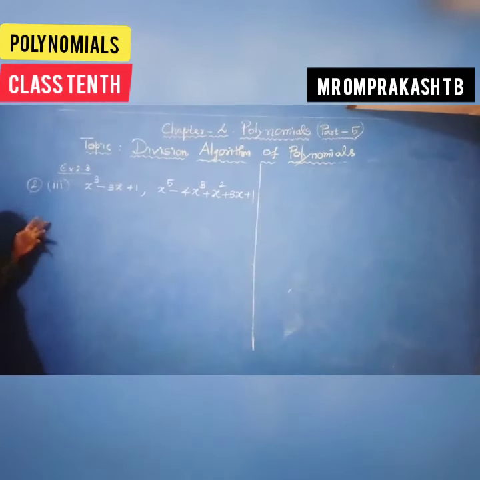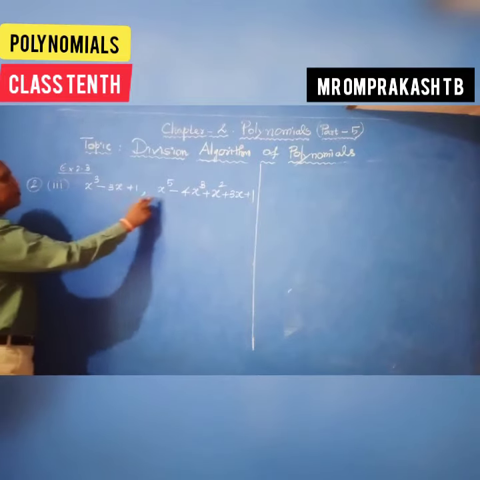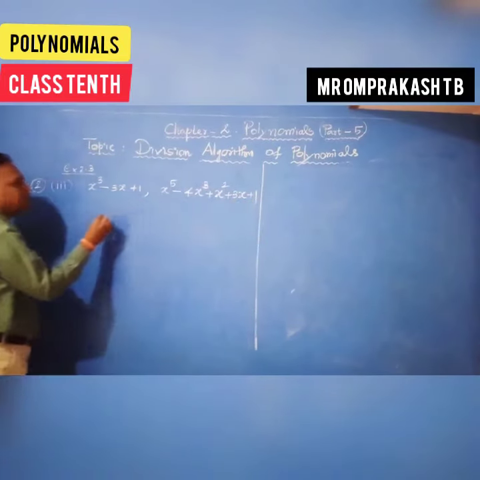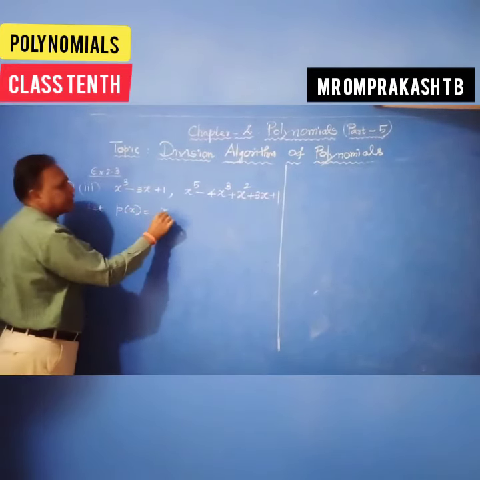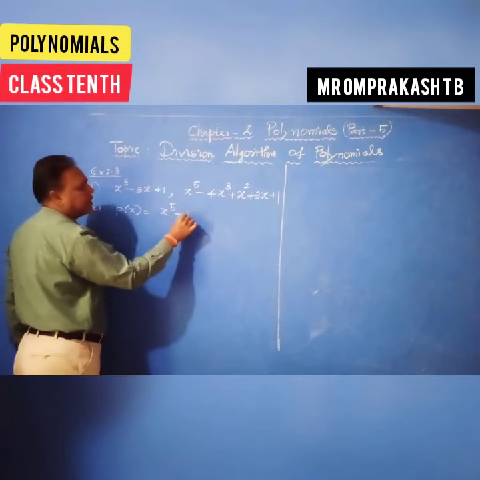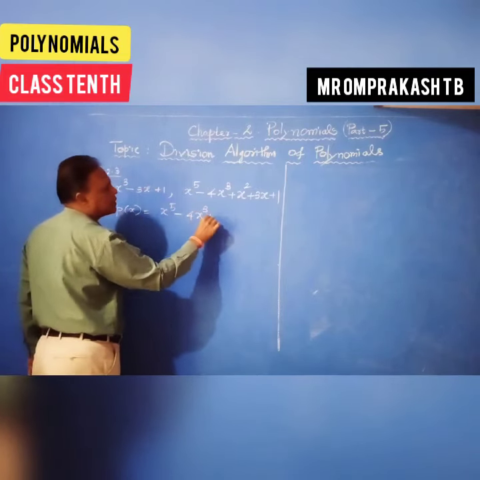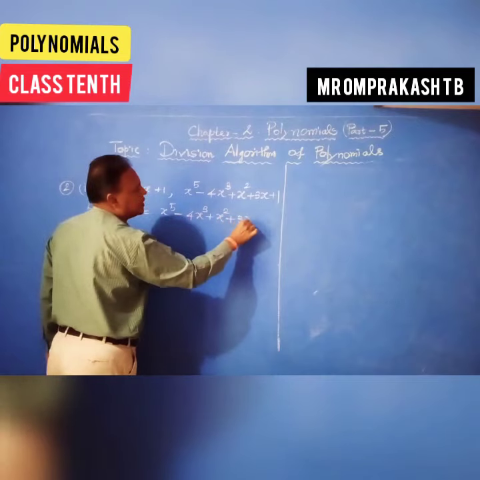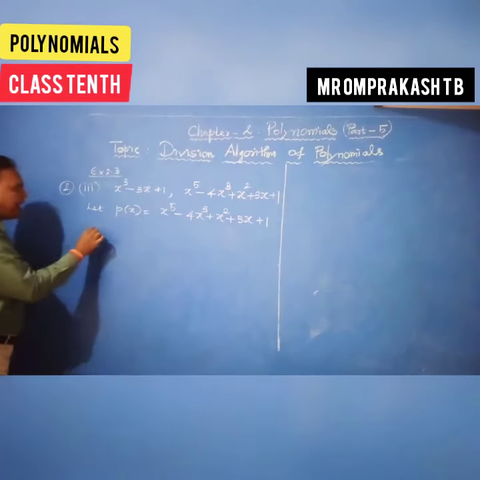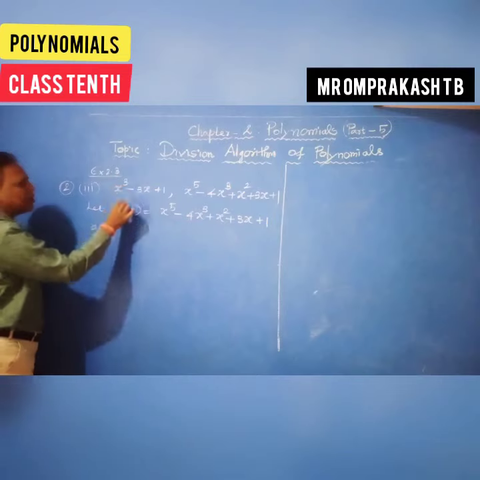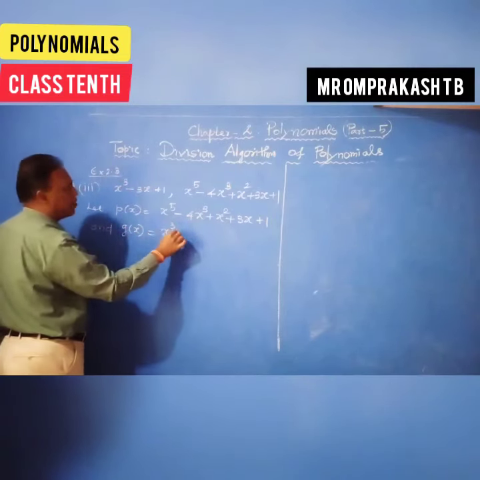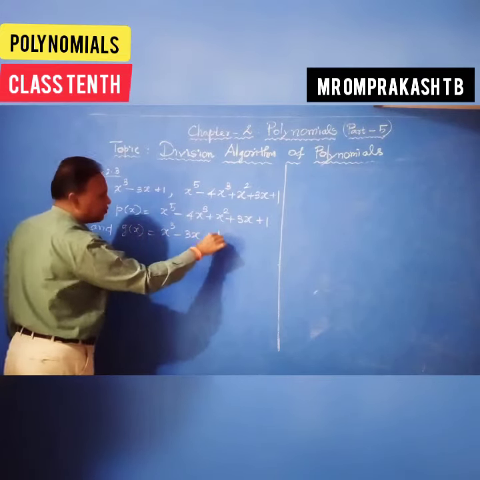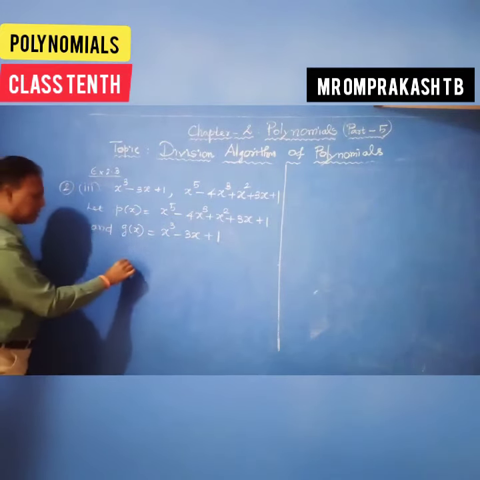Second problem, third subdivision. Now this problem also you see, you take this polynomial as p of x. Just assume p of x is equal to x^5 - 4x^3 + x^2 + 3x + 1, and g of x you take as this polynomial, that is x^3 - 3x + 1. Now you divide.